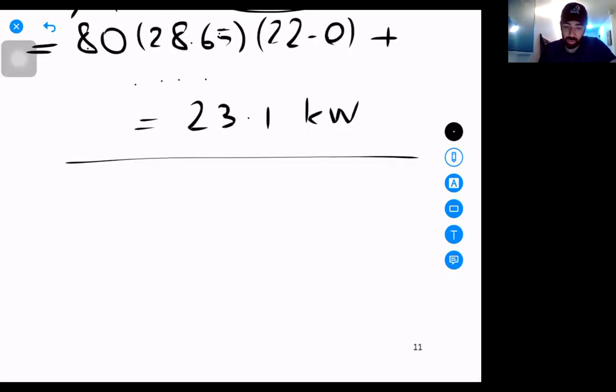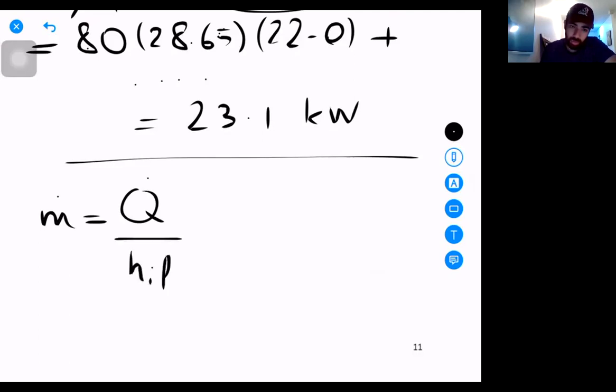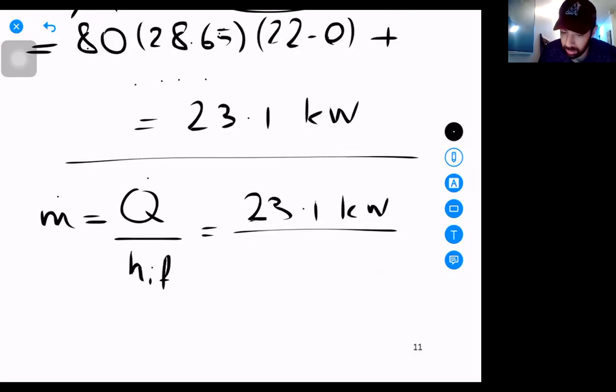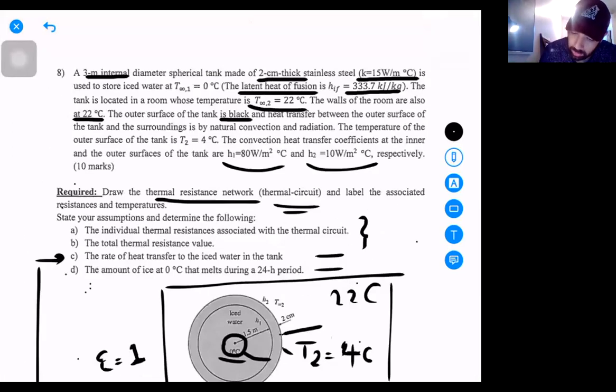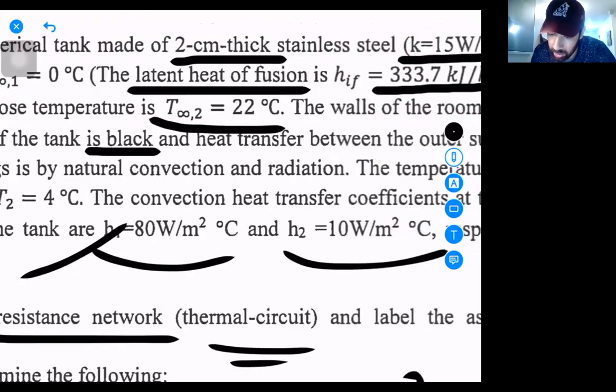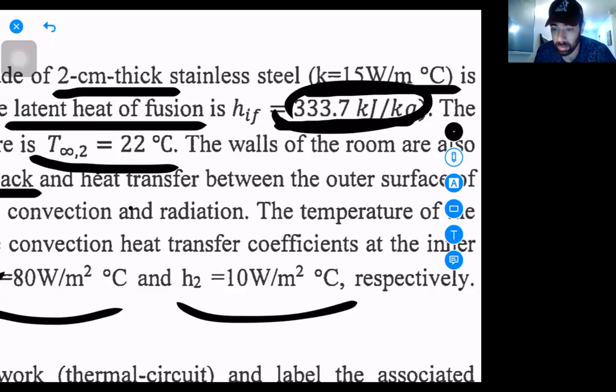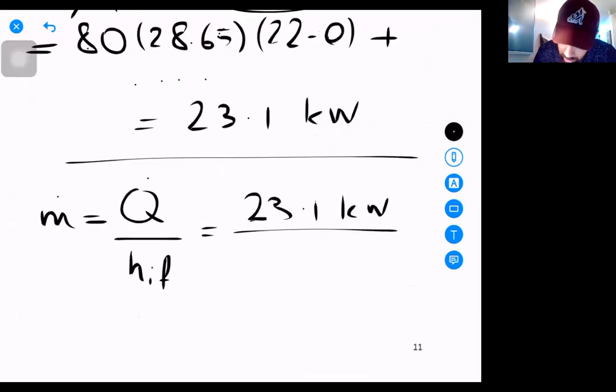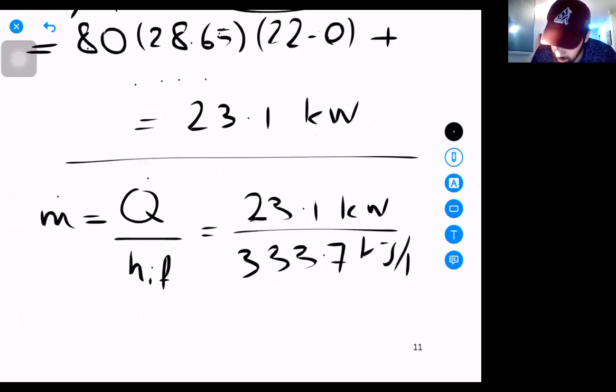And the amount of melted ice should be equal to, as we saw for the nitrogen inside the tank in the previous example, the mass rate equal to the total heat rate over the heat of fusion. That is 23.1 kilowatts over the fusion, given here as 333.7 kilojoules over kilogram.